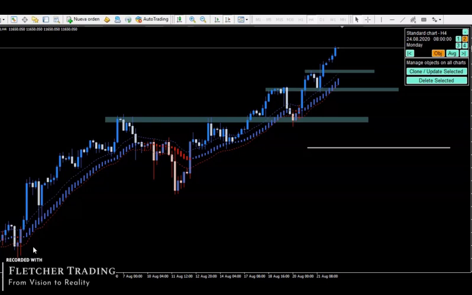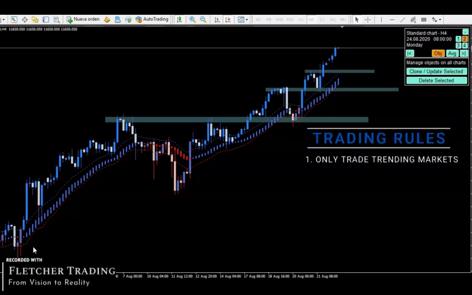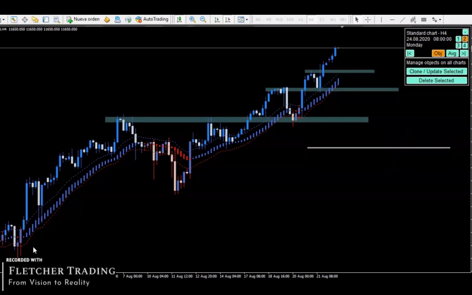So the rules for this strategy are simple. The first rule is we're only going to be looking to trade trending markets, and we're just going to avoid ranging markets. So what do we mean by that?